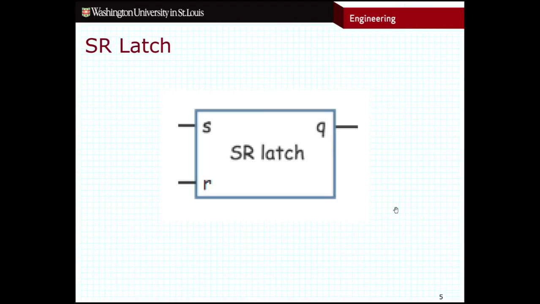In the next slide, we're going to revisit this metastability problem and see if we can't design a better latch that could potentially fix it and make our lives a little bit easier.